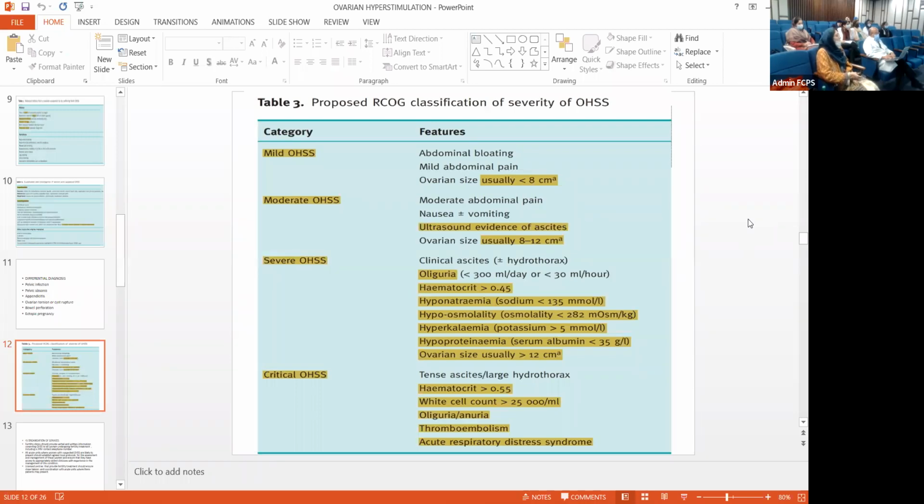Oliguria, about 300 ml per day or less, or less than 30 ml per hour. Hematocrit will be more than 0.45, and there will be hyponatremia, hypoosmolality, hyperkalemia and hypoproteinemia. Ovarian size usually is more than 12 centimeters. In critical OHSS, there will be dense ascites and large hydrothorax. Hematocrit will be more than 0.55. White cell count will be more than 25,000 per ml. There will be oliguria or anuria, thromboembolism, and acute respiratory distress syndrome.